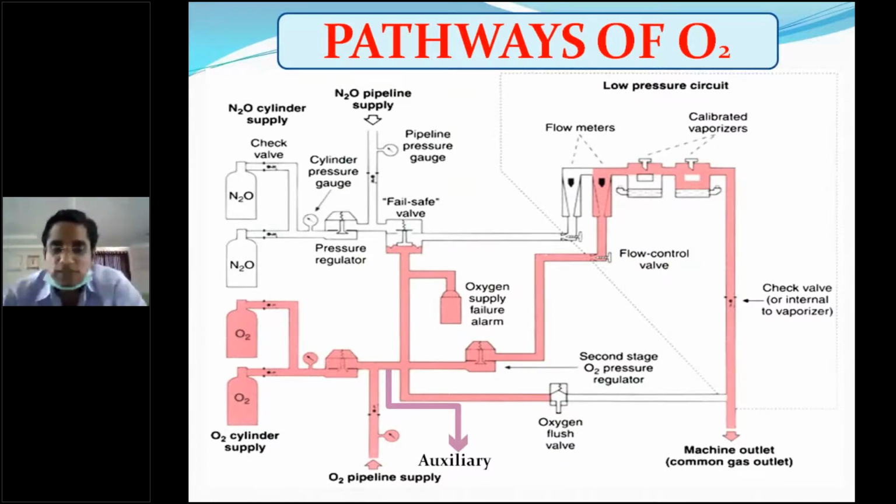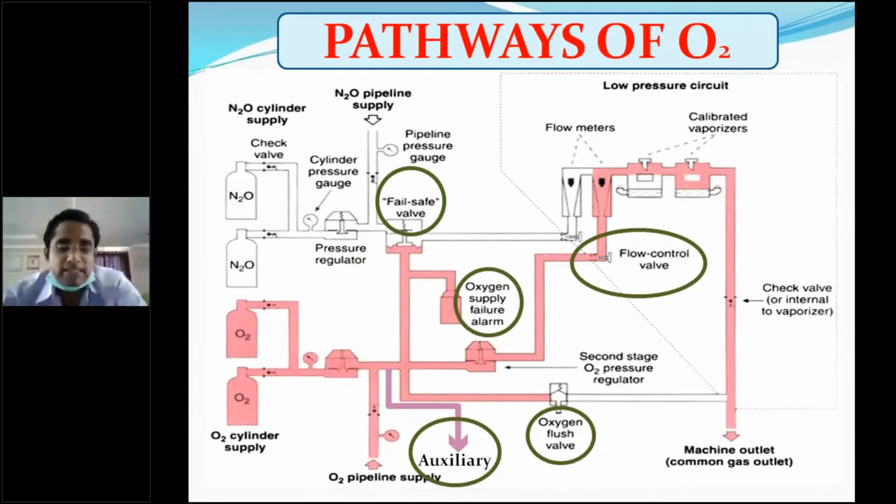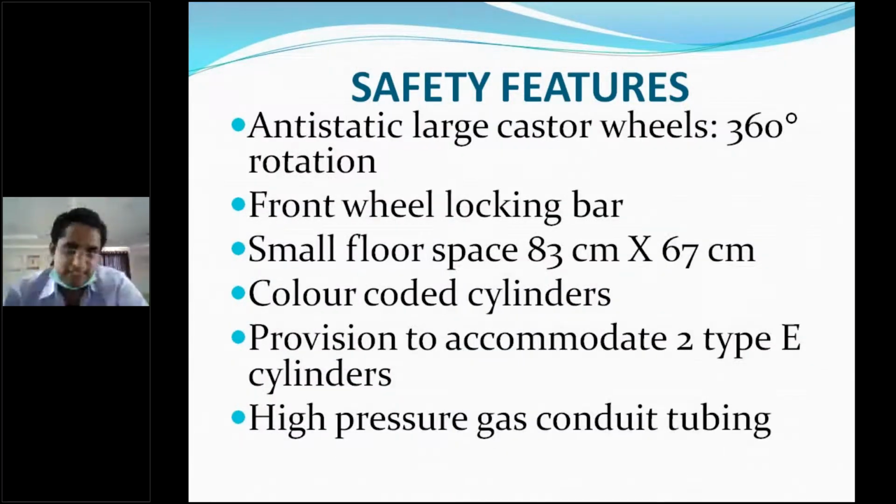So these are the pathways of oxygen in the anesthetic machine. One is the oxygen flush valve. The other one is the oxygen supply failure alarm. Third one is the oxygen fail-safe valve. The fourth one is the flow control valve. One is the auxiliary oxygen system, which I have told has a separate connection. And these are the safety features.